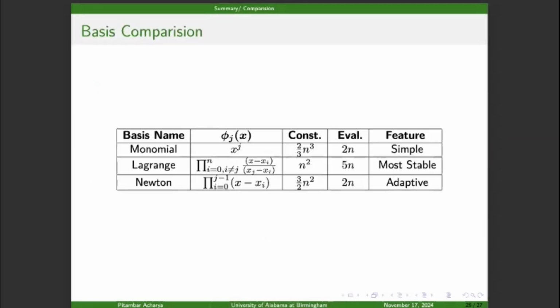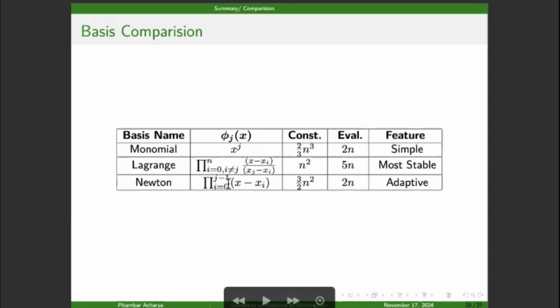So we can compare these three basis functions. In the case of the monomial function, we have x to the power j. The construction cost is in the order of n cubed. The evaluation cost is in the order of n. So it is simple. In the case of Lagrange polynomial interpolation, the basis function is a complex function like this one. Here also the construction cost is in the order of n squared, and the evaluation cost is in the order of n. So it is the most stable.